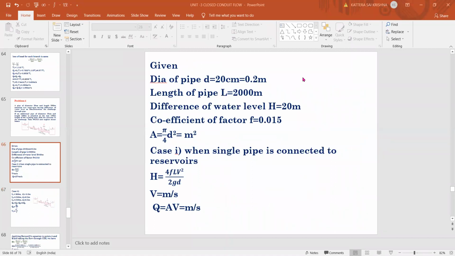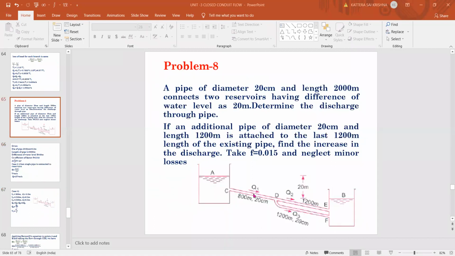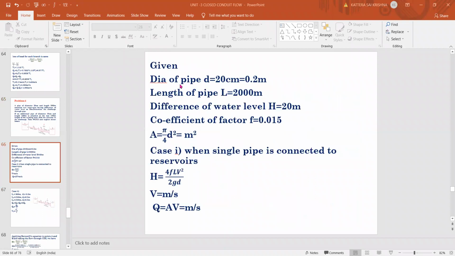And the length of the pipe without any branch, if you see in case 1, the total length of the pipe is 800 meter plus 1200 meter. So the total length of the pipe for case 1 is 2000 meter. So the length of the pipe is L equal to 2000 meter. The difference of water level he has already given, that is capital H equal to 20 meter. And he has given the friction factor F equal to 0.015.